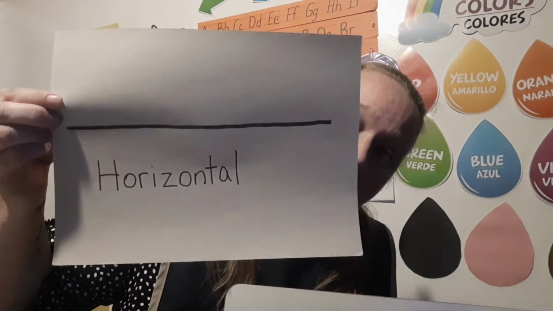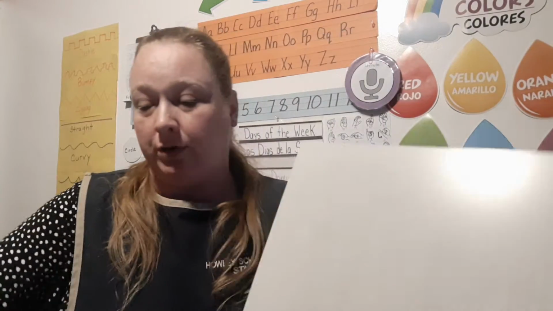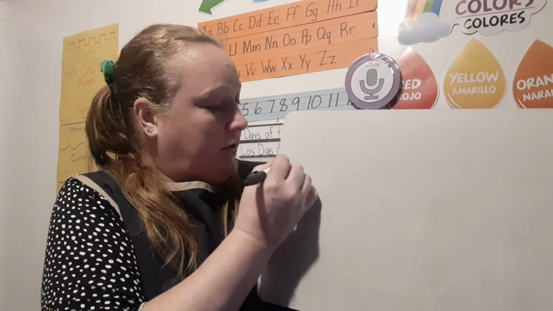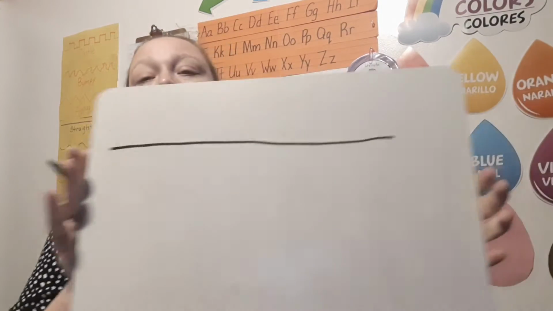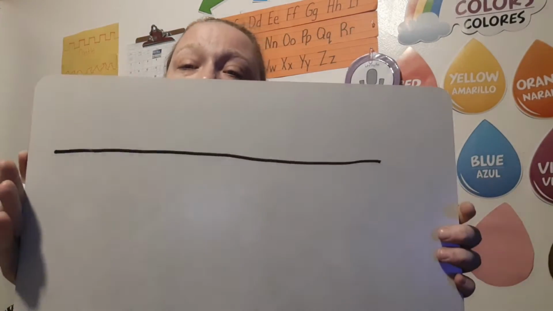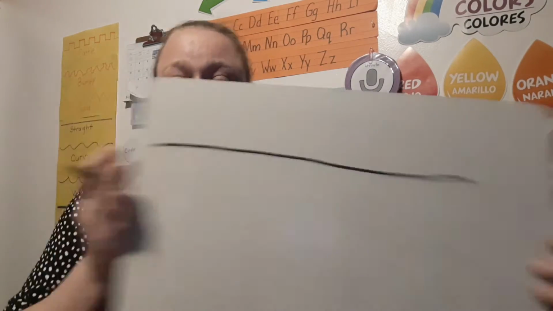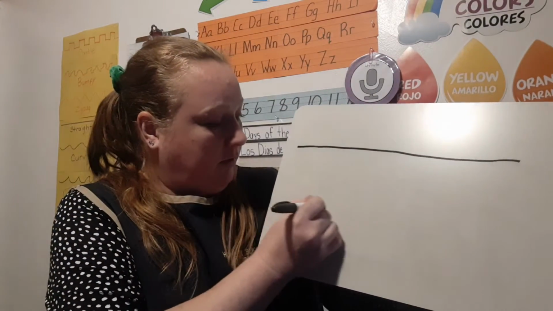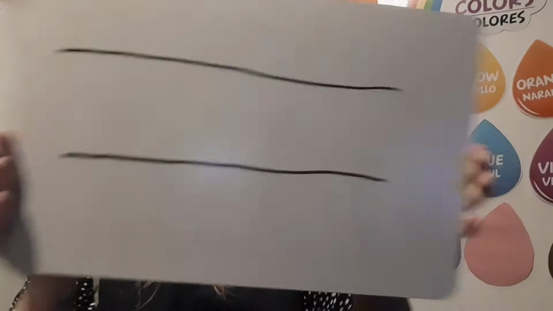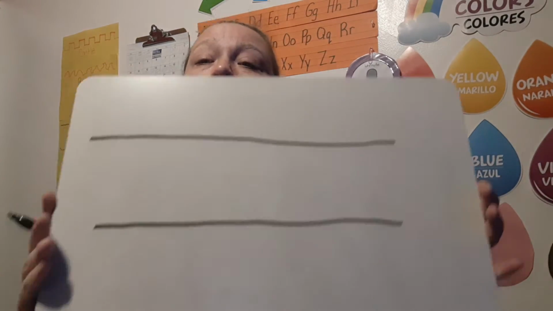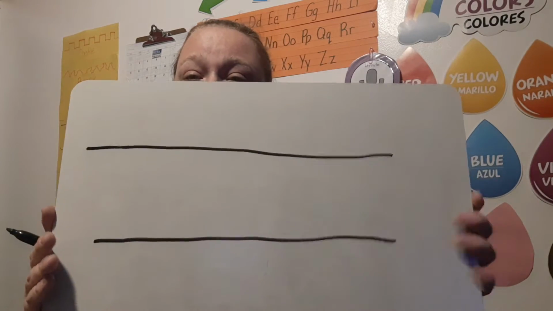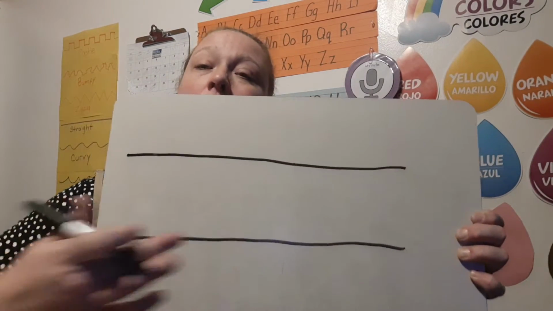Our next line that we are going to do is called a horizontal line. And that just goes straight across. Start here on the left and go straight. That is called a horizontal line. There's another one. Yes, it is a straight line, and it's also a horizontal line. It's the direction it's going in, horizontal. Okay, let's erase that.